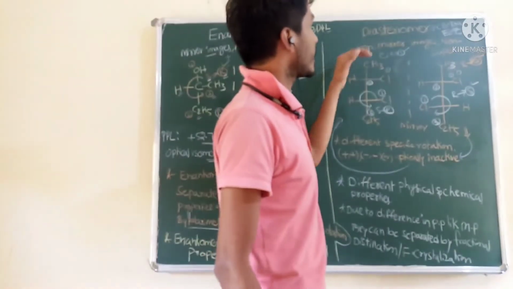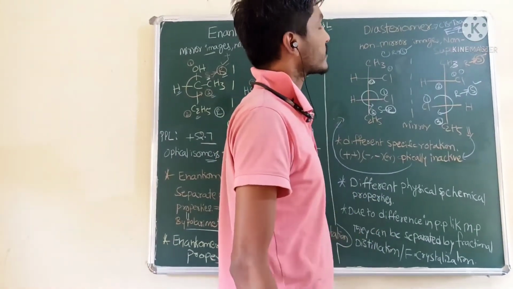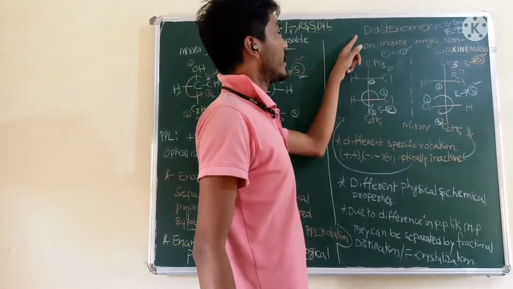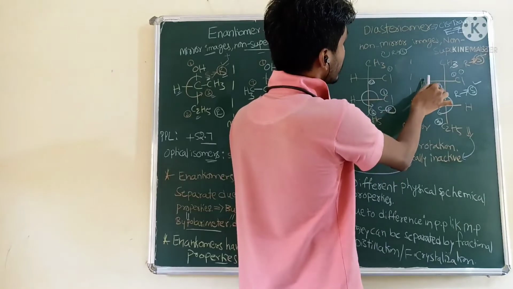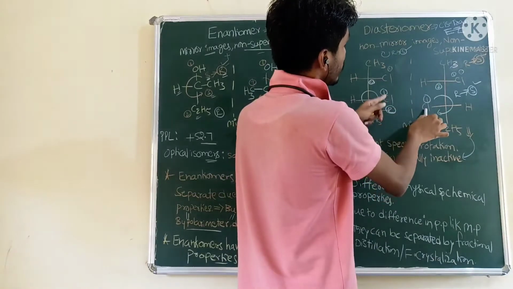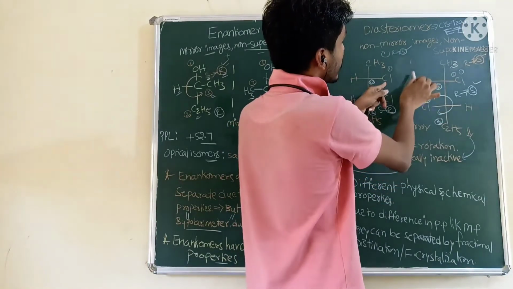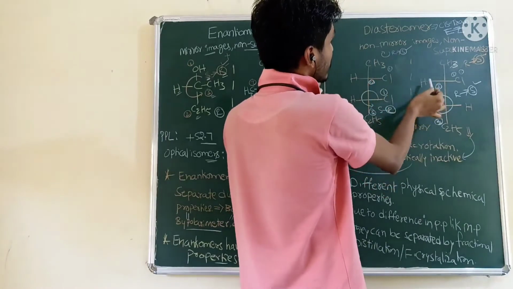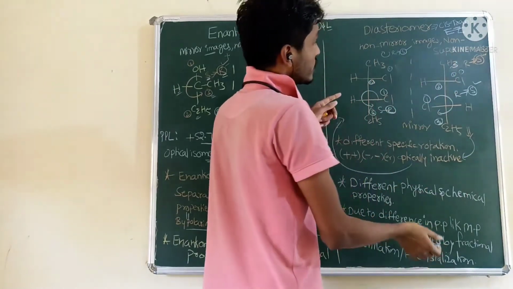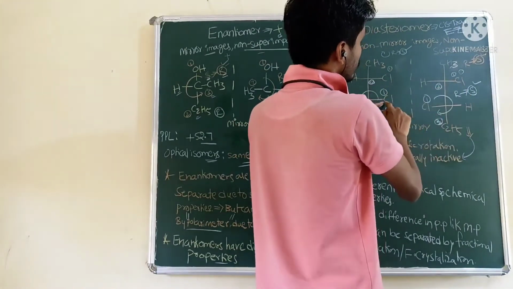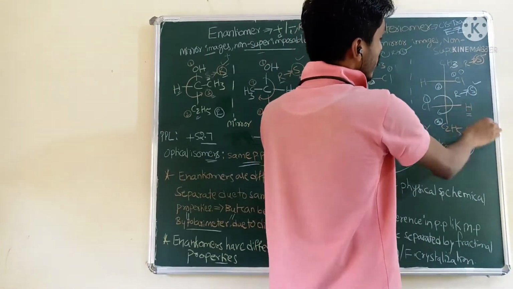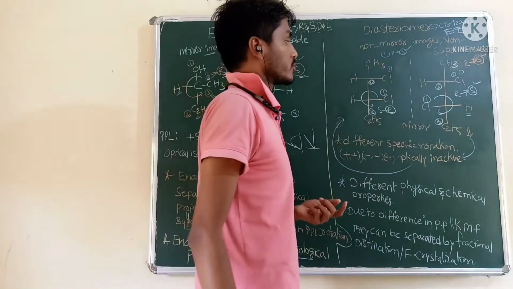Diastereomers: majorly cis, trans, and E and Z configurations come under diastereomers. These are non-mirror images. Here Cl is there, here Cl is not there. Here Cl, here H. When you draw the mirror, it is a non-mirror image, non-superimposable. When you keep this structure on the other, this chloride matches, but this chloride does not match this hydrogen. So non-mirror image, non-superimposable structures we can call diastereomers.